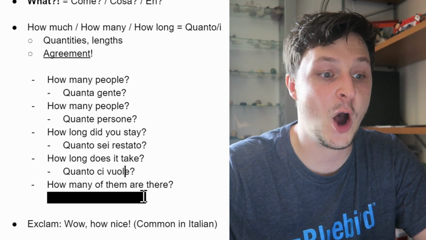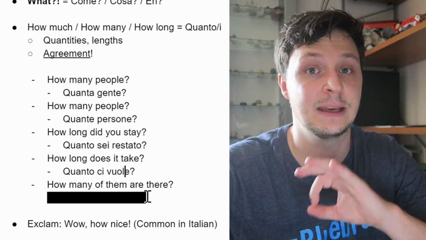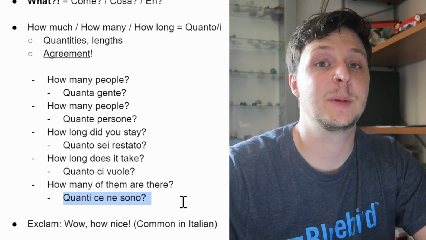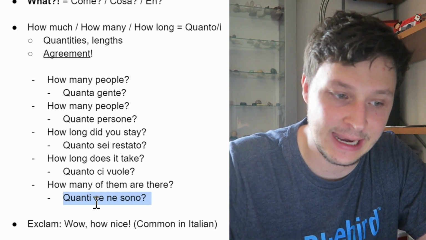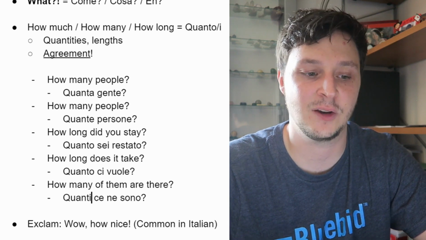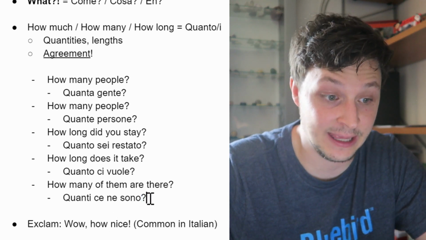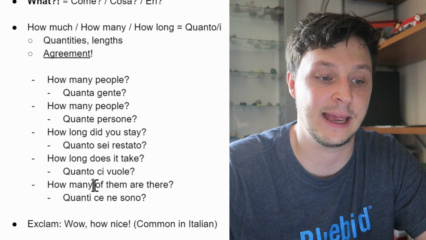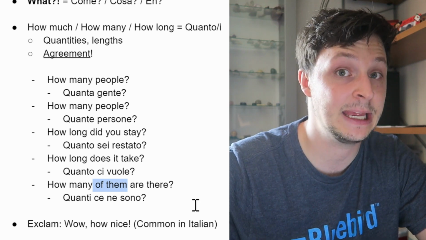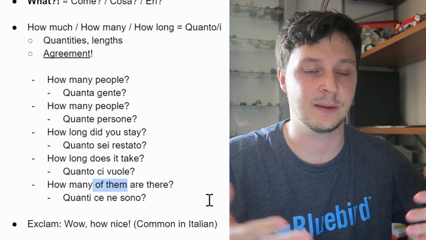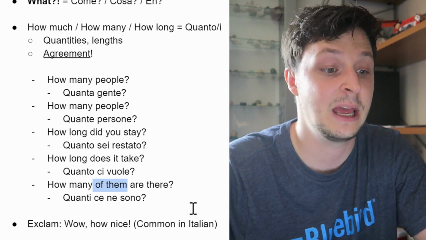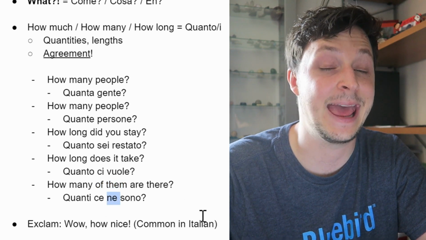And last, how many of them are there? This is a challenge. If you get this, excellent job. What do you guys think? 3, 2, 1. So this time it's going to be quanti ce ne sono. Given that it's masculine. If it's all feminine, if we say how many girls are there, you could say quante ce ne sono. And notice that I didn't actually say the object. That's why we have to say ne, because that represents of them. So if I say how many girls are there, I could say quante ragazze ci sono. But if we're already talking about girls and someone says how many of them are there, you could say quante ce ne sono. Or if it's masculine, quanti ce ne sono. So that's the ne in this case.